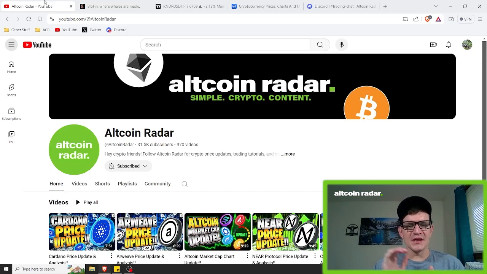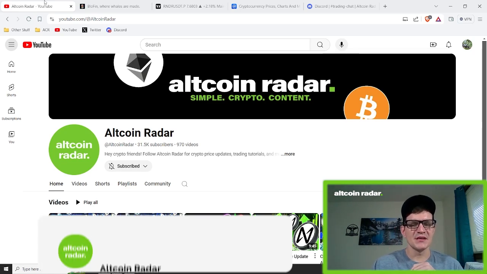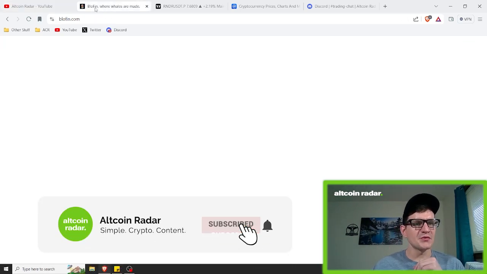Altcoin Radar. Today we are going to be taking a look at the Render charts and we're going to see where it might be headed, and we will cover both bullish and bearish scenarios as well, just to simply cover all of the possibilities.